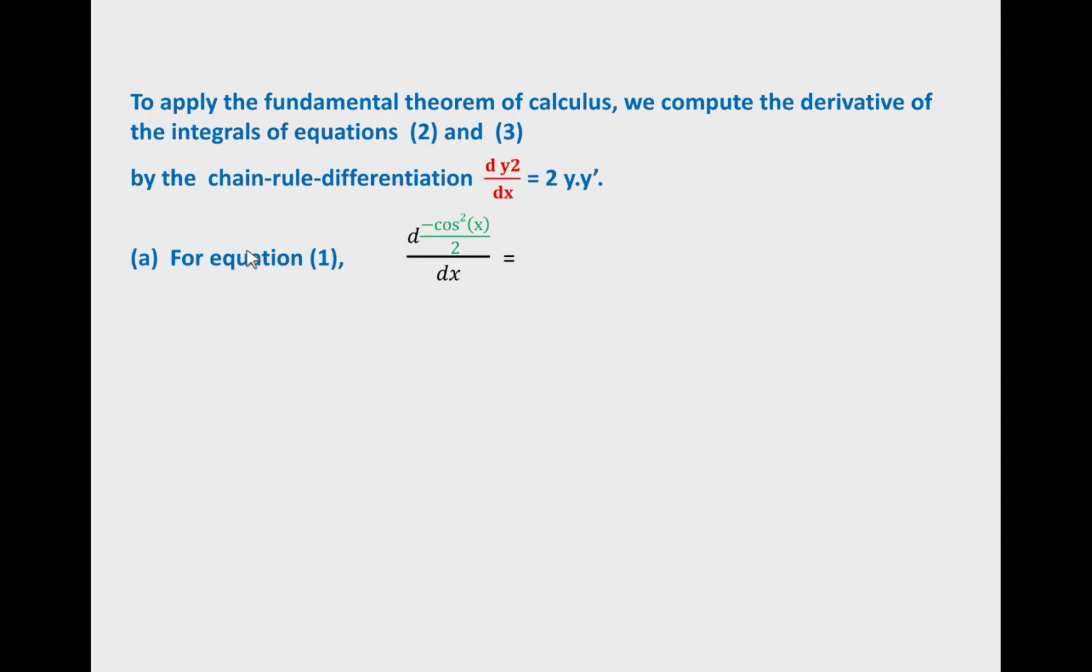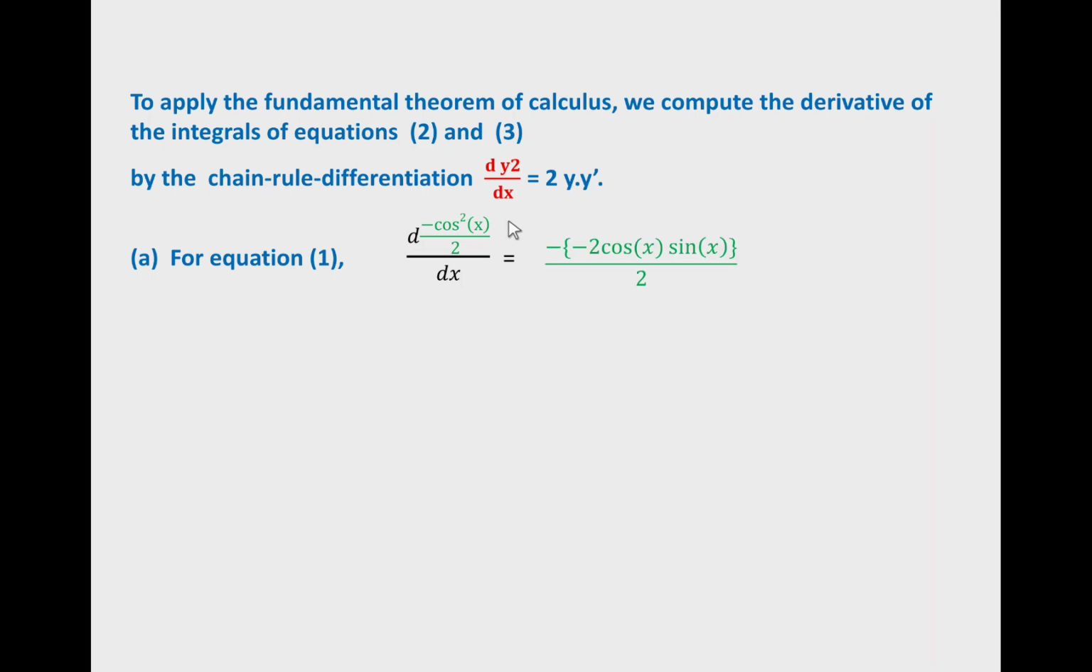Now, our first result was negative cosine square x divided by 2. So we want to do the derivative. If the derivative annulled the impact of the integration, then we'll get back to sine x multiplied by cosine x. Let's see if that's going to happen. We said we're going to use the chain rule. The derivative of cosine square will give us 2 cosine, and then the derivative of cosine will give us negative sine, and that's what we want.